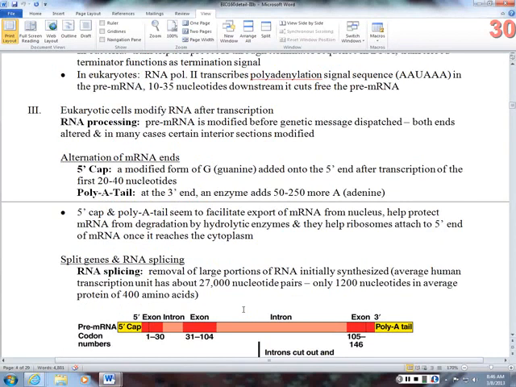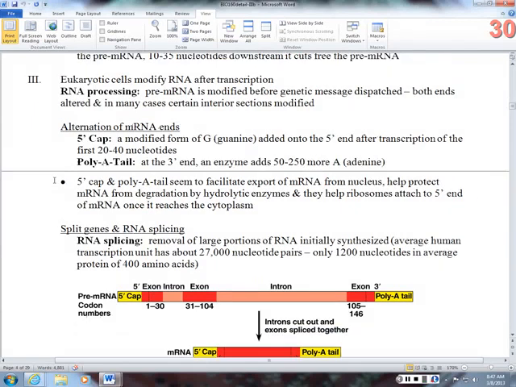So the eukaryotic cells need to modify this RNA after transcription. So after you've made this RNA, it can't be just good to go the way it is. Of course, we have to play around with it a little bit more, and we call this the RNA processing. So after your pre-RNA is made, it has to be modified before the genetic message is dispatched. Both ends are usually altered, and a lot of times you alter stuff in the middle too.